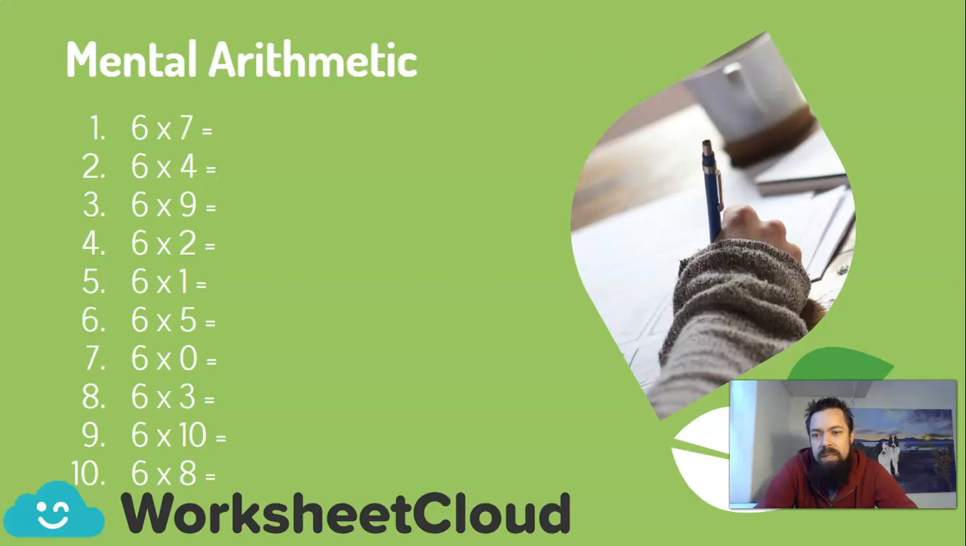6 times 1 is 6. In fact, anything times 1 is itself. 6 times 5 is 30. 6 times 0 is 0. Anything times 0 is 0. 6 times 3 is 18, 6 times 10 is 60, and 6 times 8 is 48. If you missed any of those, just rewind the video and watch it again.